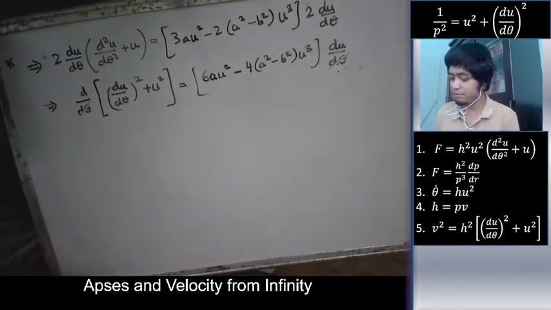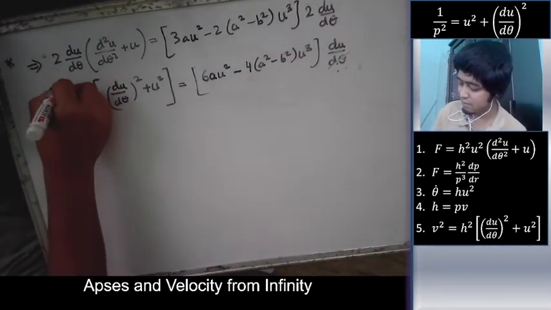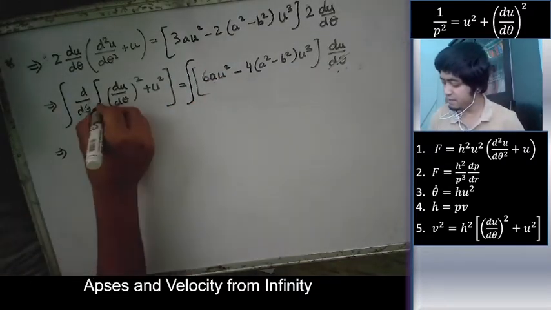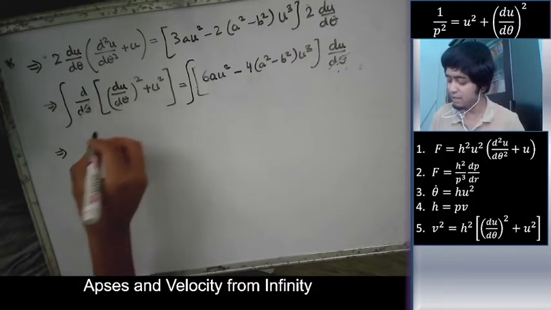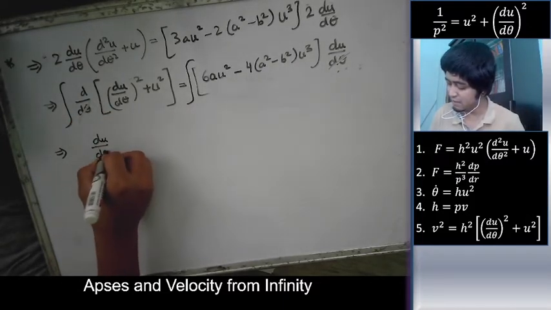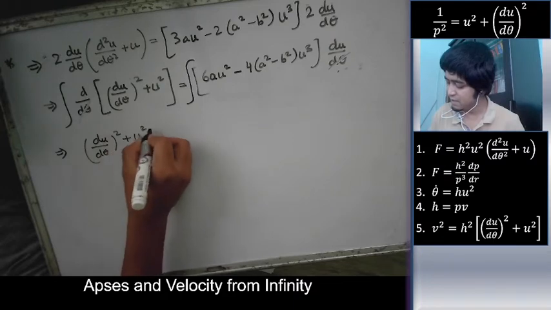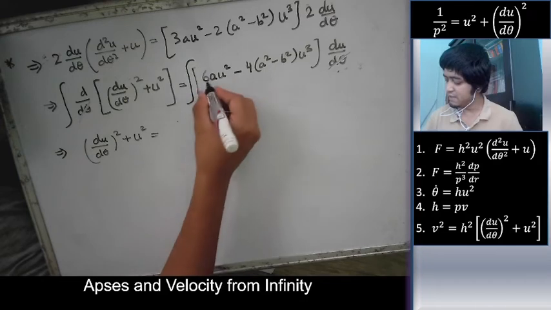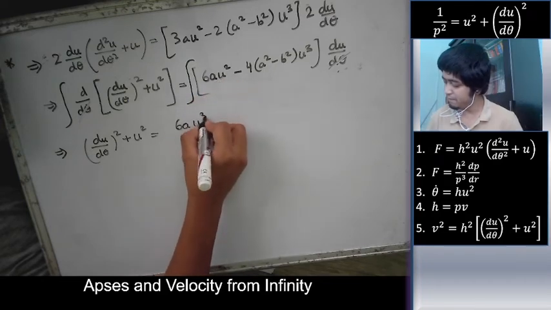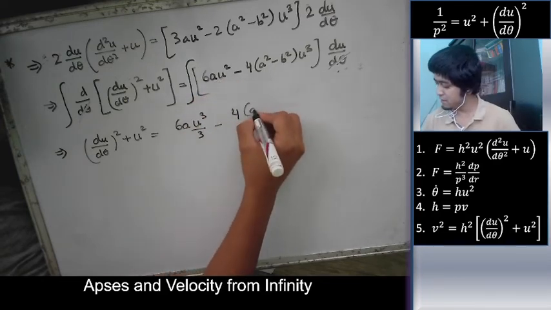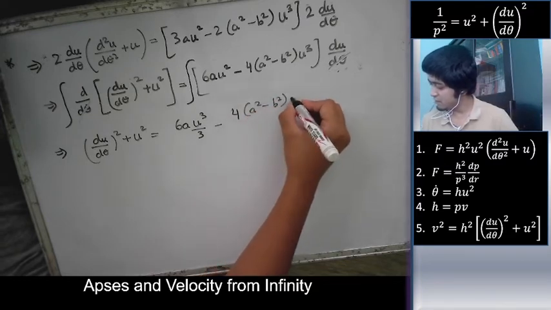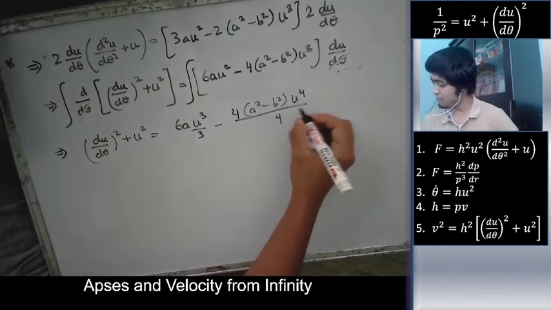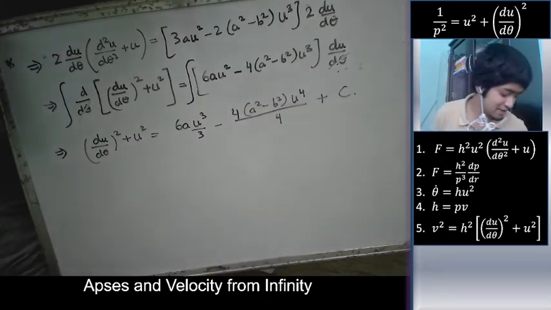Next, we will integrate. We can integrate it like this. If we integrate this one, remember that we are having only d, so this one will be (du d theta) whole thing square plus u square, and this one you integrate with respect to u, and you will be having 6a u cube by 3 minus 4(a square minus b square) u power 4 divided by 4 plus a constant of integration c.